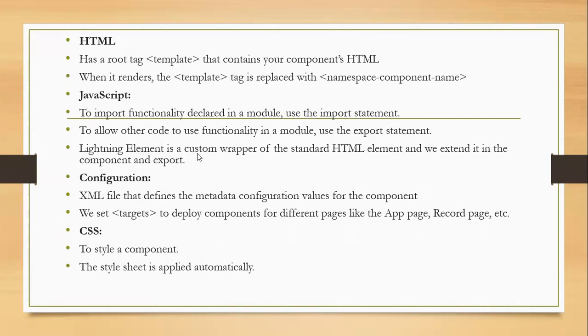LightningElement is a custom wrapper of the standard HTML element, and we extend it in the component and export it. Configuration XML file is defined as the metadata configuration values for the component. We set a target to deploy the component to different pages like the app page and record page. Next, CSS to style the component. The style sheet is applied automatically.